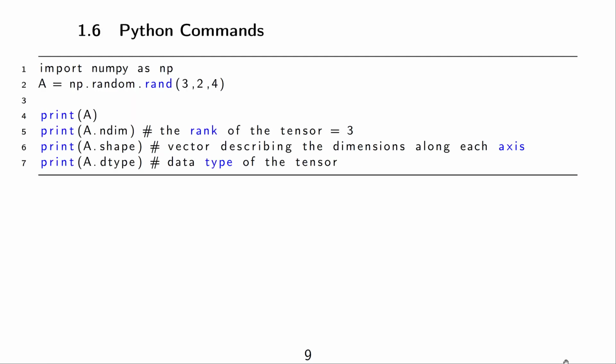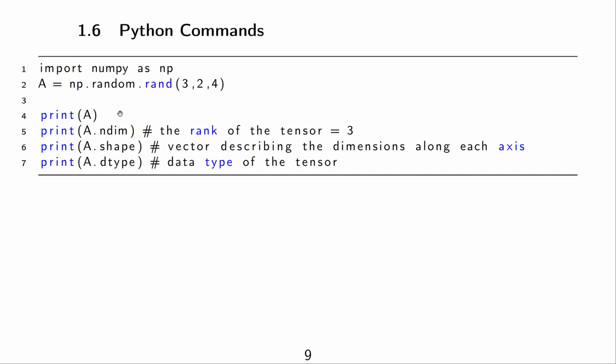So here are some Python commands to look at. This gives some random tensor. In this case, this is a tensor of rank 3. And what you see here is that there will be 3 axes, and then how big each of these axis dimensions is. So we have a tensor that has size 3 times 2 times 4. That means there will be 3 times 2 times 4 elements in this tensor.